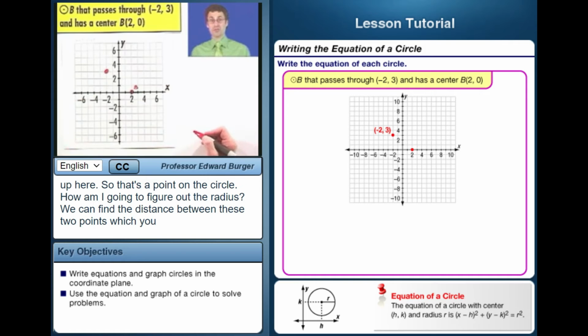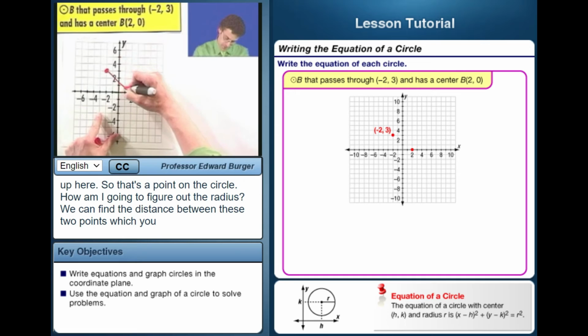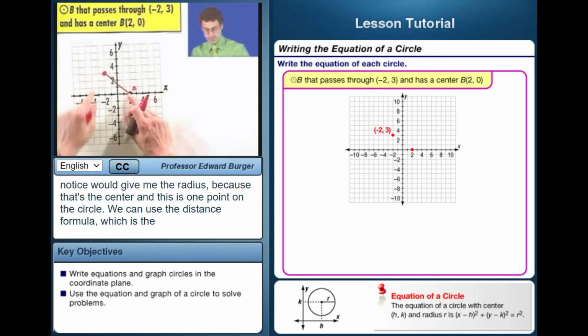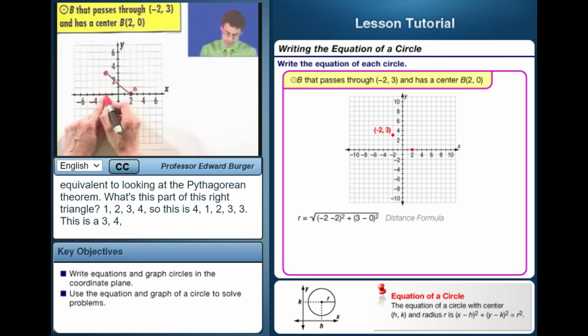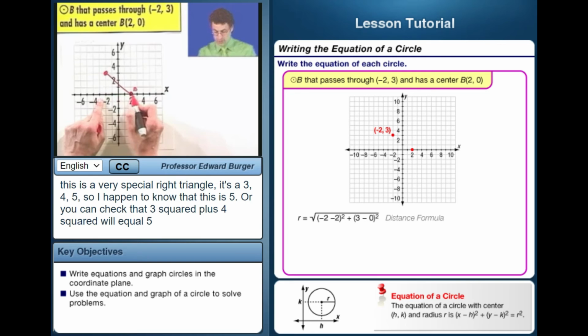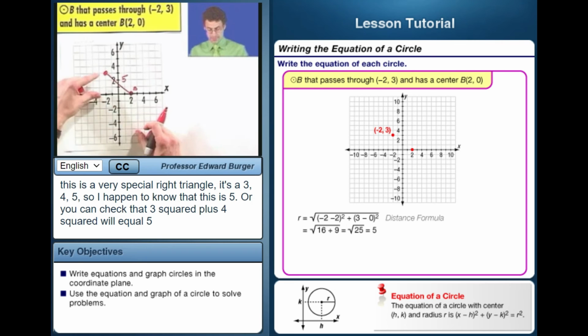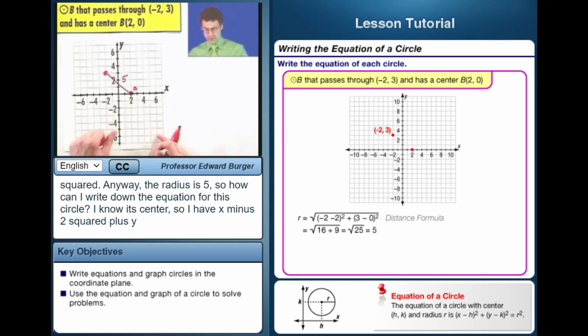So how am I going to figure out the radius? Well, we can actually find the distance between these 2 points, which you notice would actually give me the radius, because that's the center, and this is 1 point on the circle. So we can use the distance formula, which is equivalent to looking at the Pythagorean theorem. What's this part of this right triangle? 1, 2, 3, 4. So this is 4. 1, 2, 3. This is a 3, 4. This is a very special right triangle. It's a 3, 4, 5. So in fact, I happen to know that this is 5. Or you can check that 3 squared plus 4 squared will equal 5 squared. Anyway, the radius is 5.